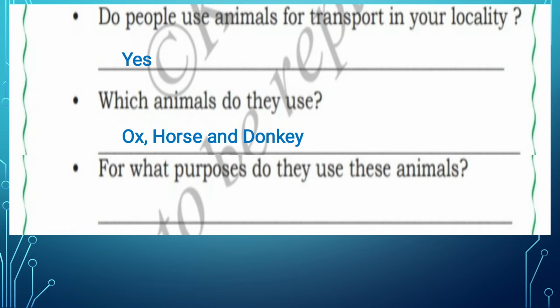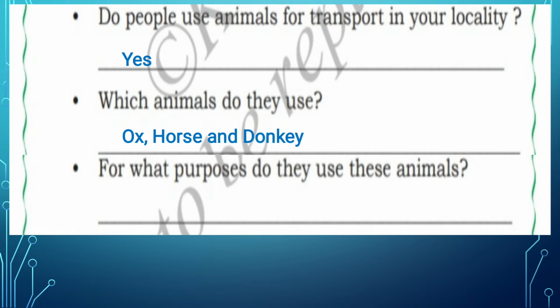If you see any other animals being used in your local areas, then you can write those too. For what purpose do they use these animals? Some people, like farmers, use the ox. Horse is used for a horse cart, for moving from one place to another. For other purposes also, people may use the horse cart.